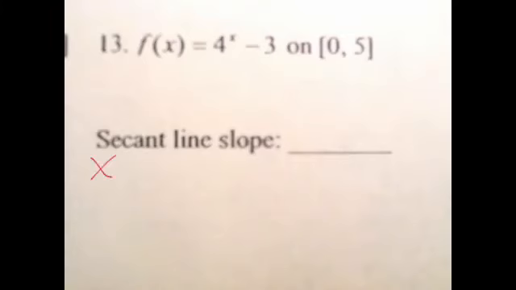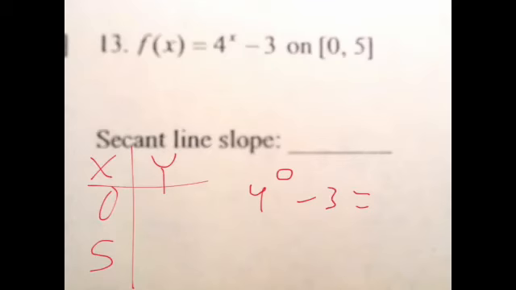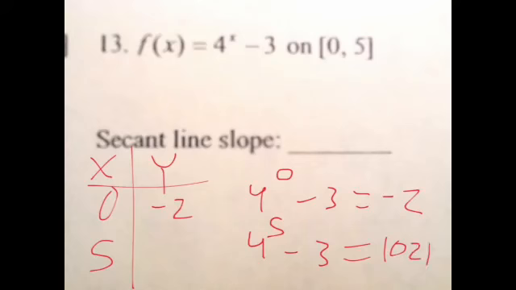And then our last one, get your x and y. 0 and 5, plug them in. 4 to the 0 power minus 3. It's just 1 minus 3, so that's negative 2. And then 4 to the 5th power minus 3. Well, 4 to the 5th is 1024. If you minus 3, you got 1021.